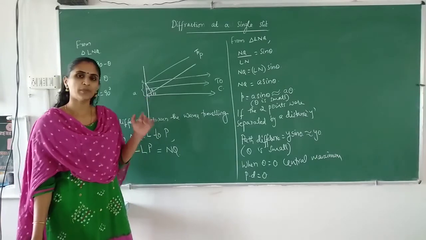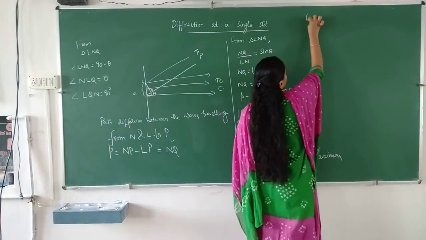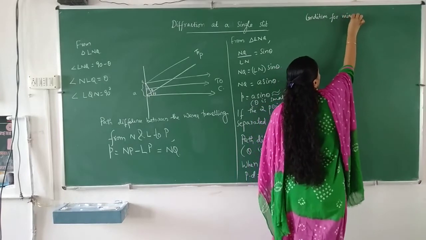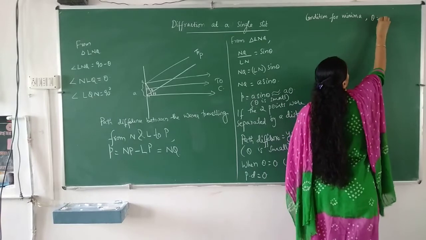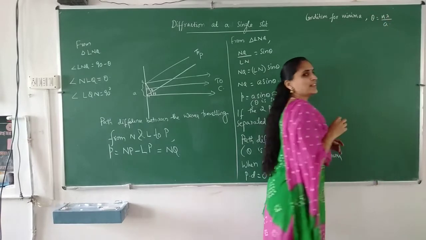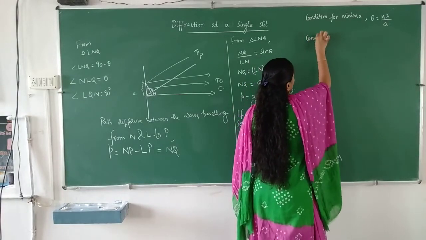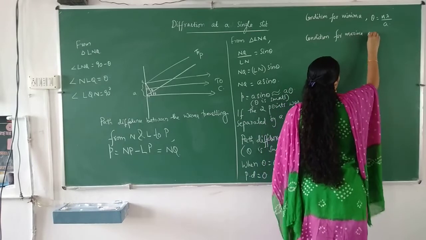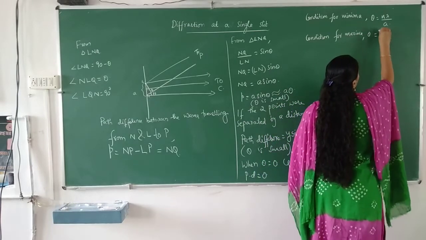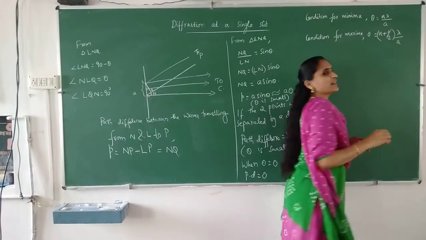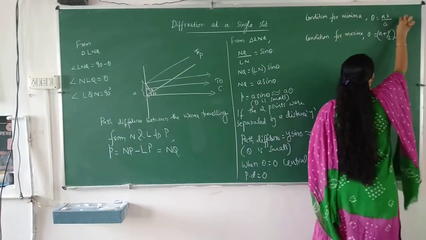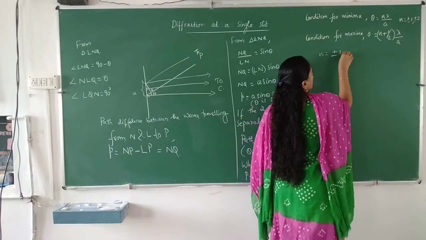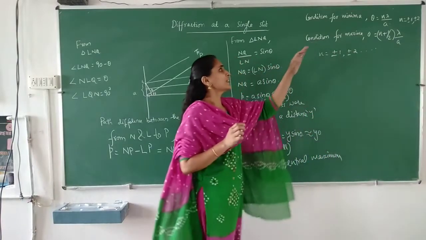Now other maxima and minima we can find. The condition for minimum is given by theta is equal to n lambda by a, and the condition for maximum is given by theta is equal to (n plus half) lambda by a. For the minima, n varies as plus or minus 1, plus or minus 2, etc. Here also for the maxima, n varies as plus or minus 1, plus or minus 2. So this is the condition for minima and maxima.